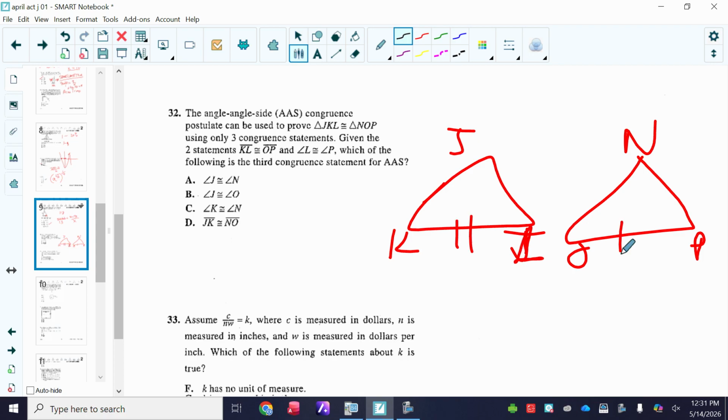KL down here is equal to OP. Angle L is angle P. So to make angle side, it can't be this included one. It has to be the ones away. Choice A, J is equal to N.